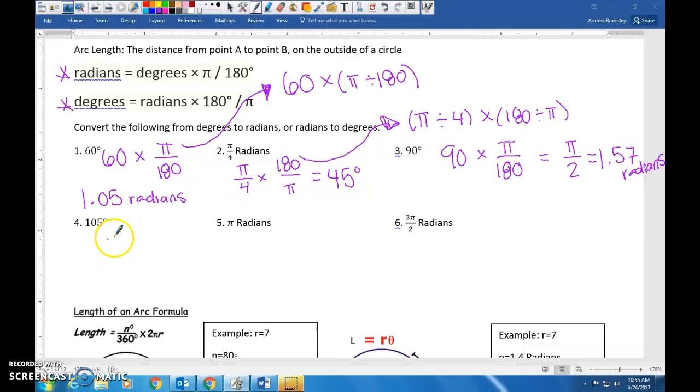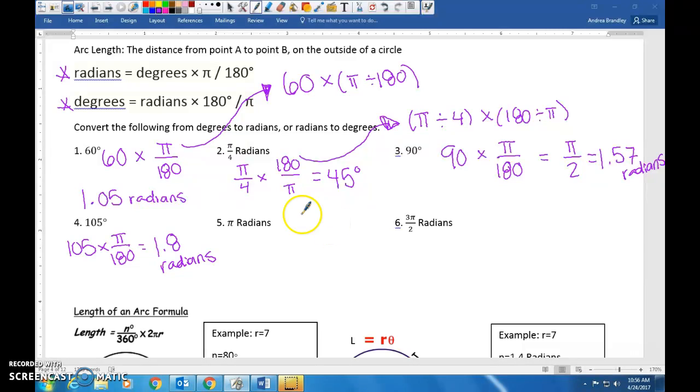Then here I'm given 105 degrees, so I'll use that same formula, since I'm trying to go to radians. 105 times pi over 180, and this one is equal to about 1.8 radians.